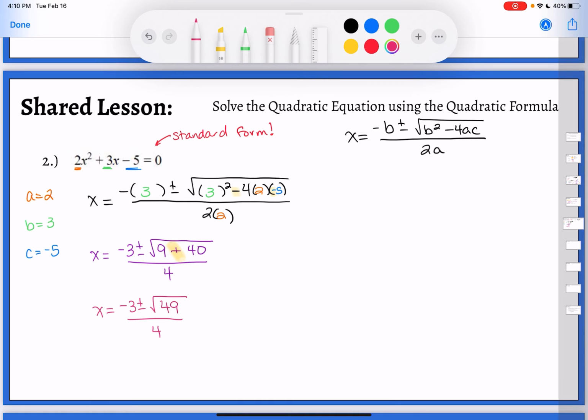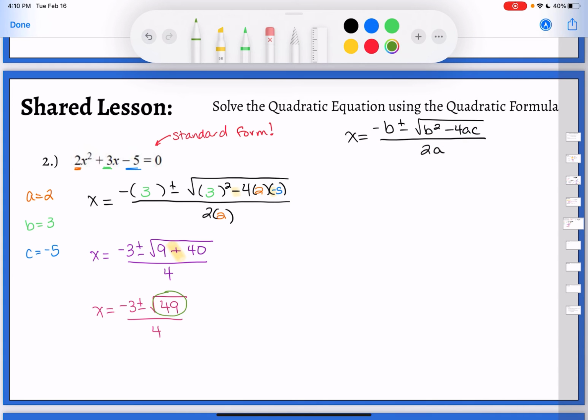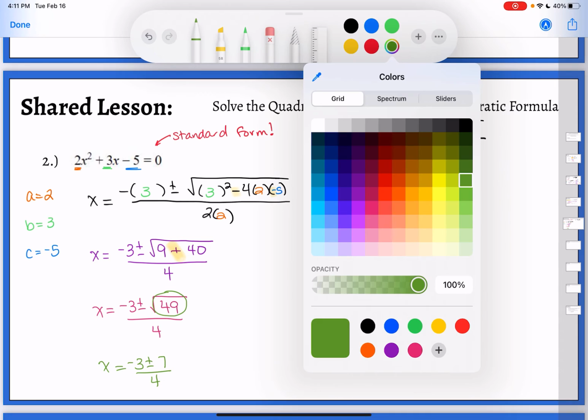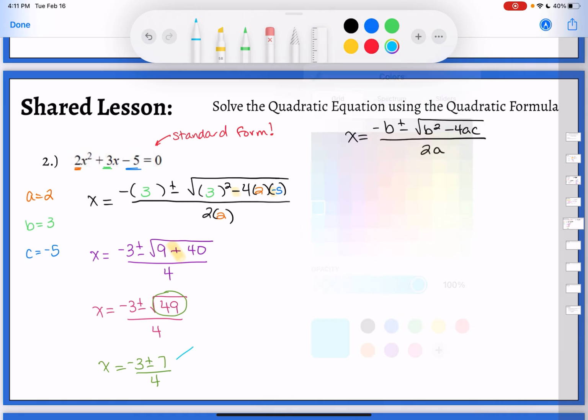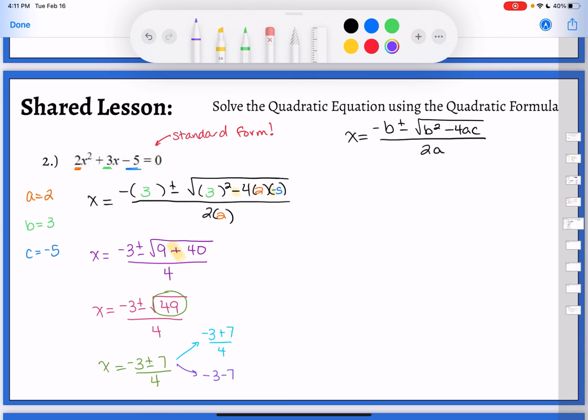Ho ho, check that out. Now, this one is a little bit more straightforward, a little bit easier, because the square root of 49 is a perfect square. So this becomes negative 3 plus or minus 7. Not the square root of 7, just 7. So I have negative 3 plus or minus 7 over 4. Now, at this point, we're not done. I can actually break this into two different equations: one where it's negative 3 plus 7 over 4, and one where it's negative 3 minus 7 over 4.